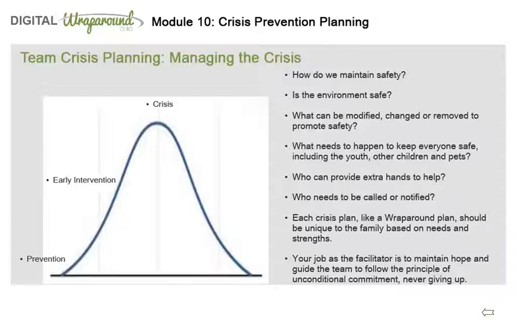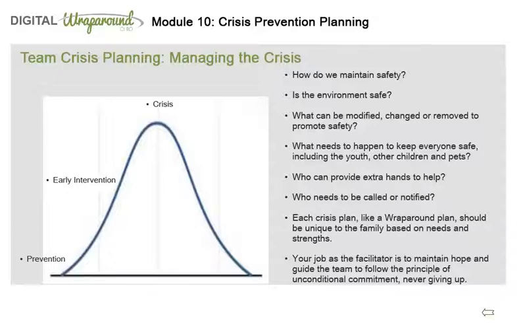Each crisis plan, like a wraparound plan, should be unique to the family based on needs and strengths. Keeping everyone safe may entail removing others from the room. Siblings may be told to go to their rooms or to lock themselves in a bathroom. The youth may have a safe place in the home that they may need to go to.